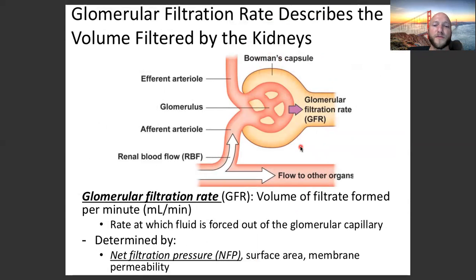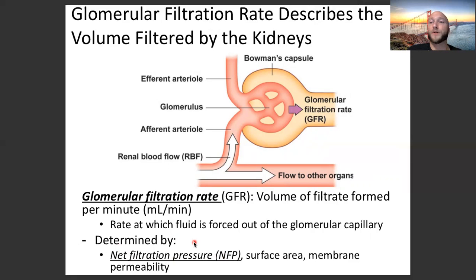So glomerular filtration rate, GFR, is the volume of filtrate formed per minute. So it's how much ultrafiltrate gets formed per minute. It's related to net filtration pressure, as net filtration pressure is going to influence it, but it can also be affected by the surface area. So how many nephrons does the person have?